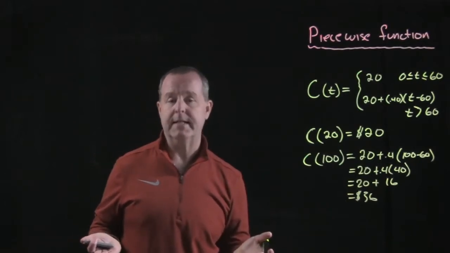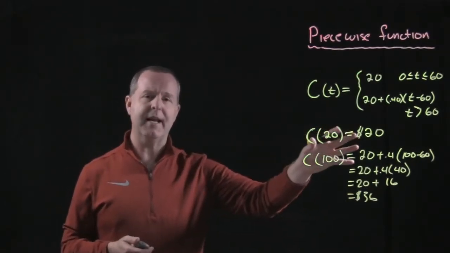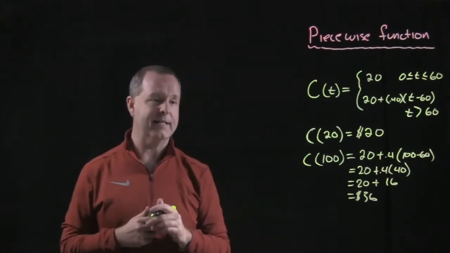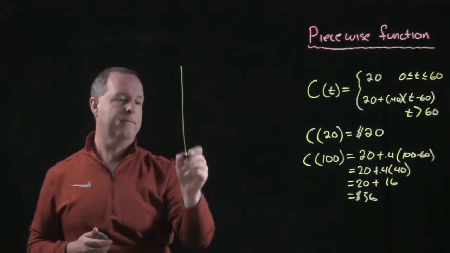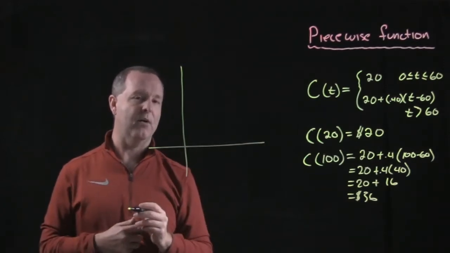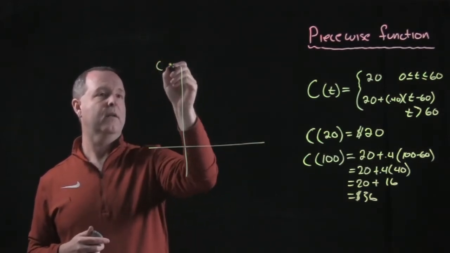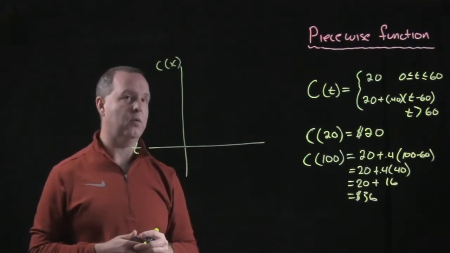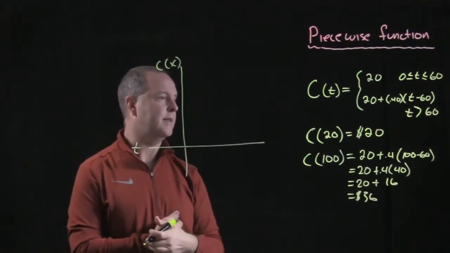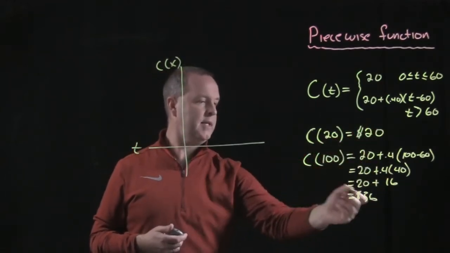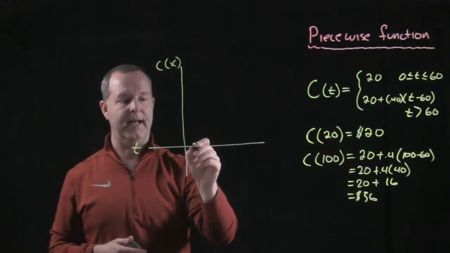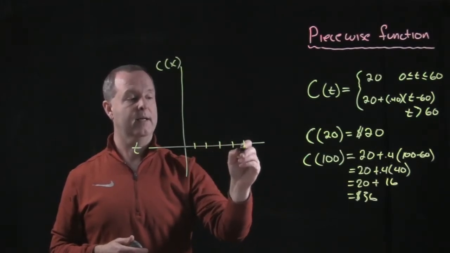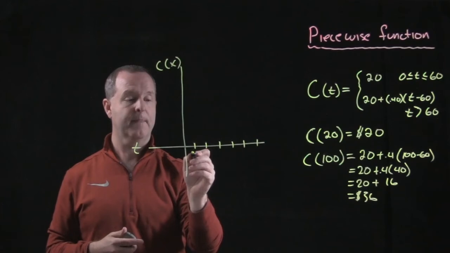Okay, graphically, what does that look like as well? Because we kind of understand that we get to a point where we use more, we start getting charged an additional amount. Well, let's graph that out where the vertical axis will be my cost function. My horizontal axis will be my time. And the times are up to 60, 100. So let's go in increments of 20: 20, 40, 60, 80, 100, 120.